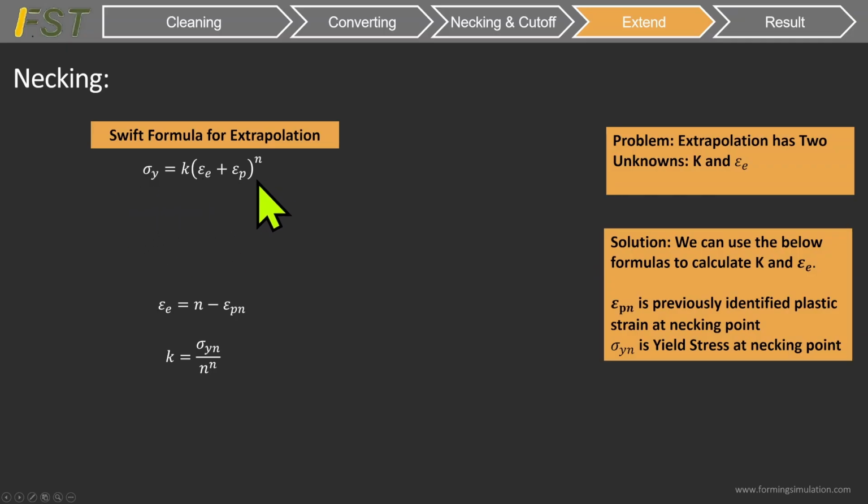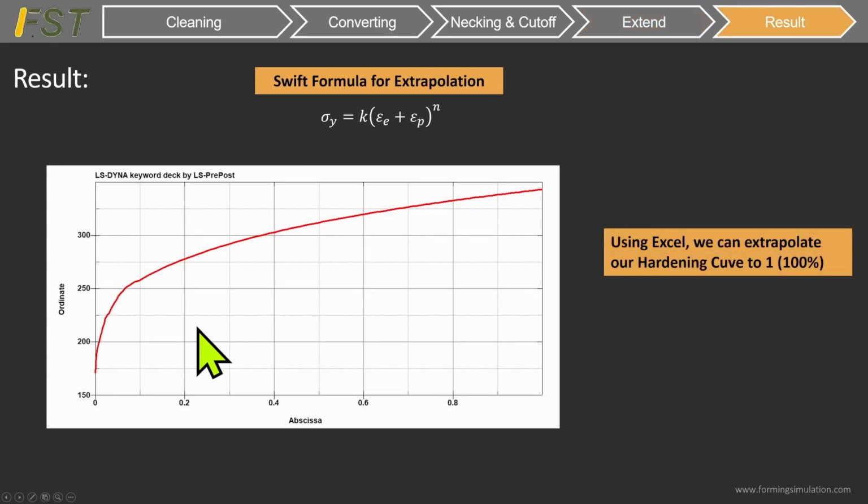And there are two big unknowns in this formula, K and epsilon E. So we can use these below formulas to calculate for K and epsilon E, where epsilon Pn is the previously identified plastic strain at the necking point, and sigma Yn is the yield stress at the necking point. So we have two unknowns, we can solve for them, which means we can get the extrapolated stress. And so by doing that, in Excel, we would extend our hardening curve that we had cut off previously to 1 or 100%, and we obtain our final result.